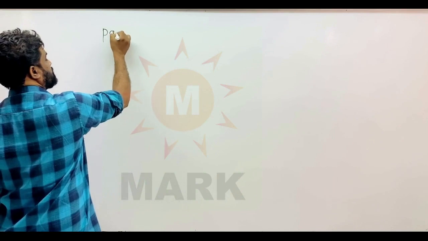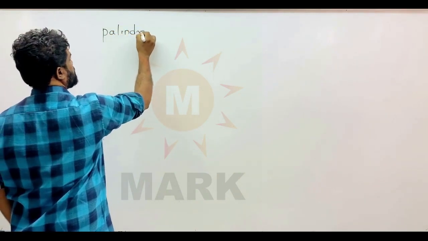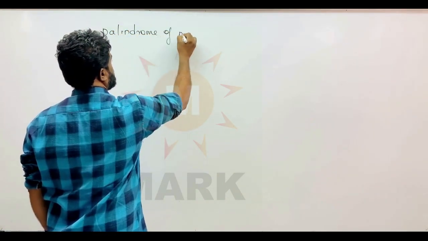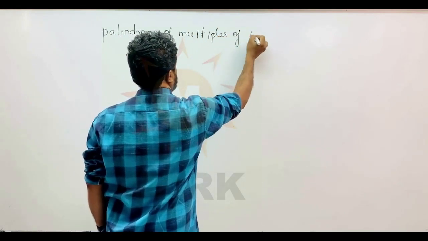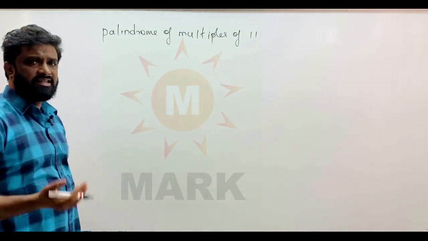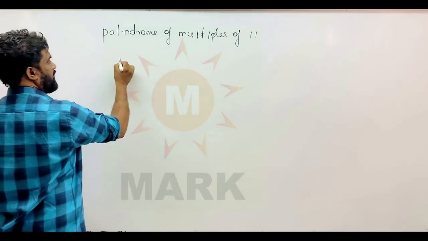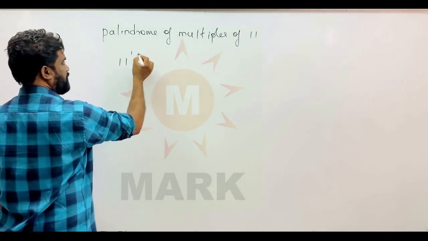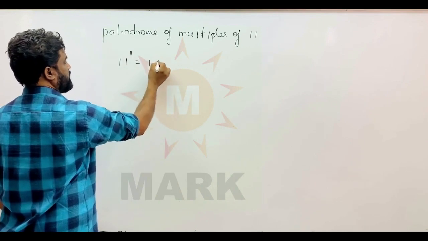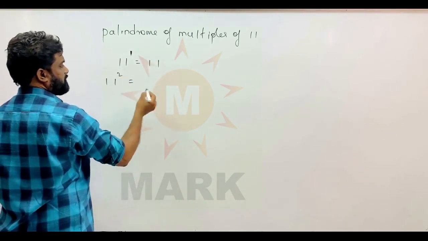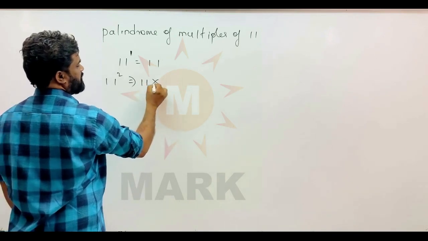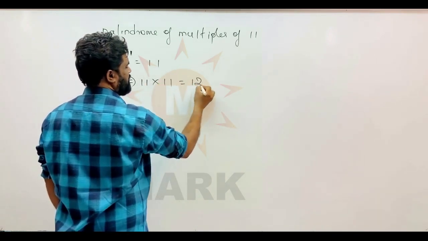Palindrome structure, palindrome of multiples of 11. So this is an entirely different concept. Suppose 11 power 1 is 11, right? So 11 into 11, that means 11 square, is 121.